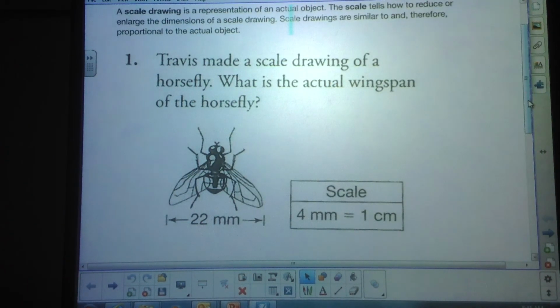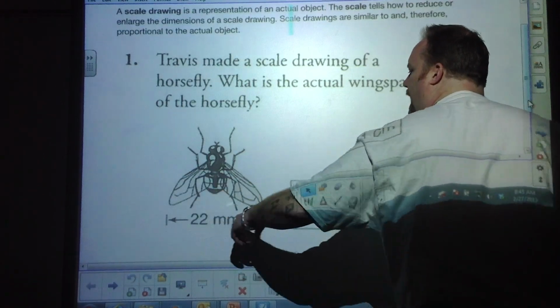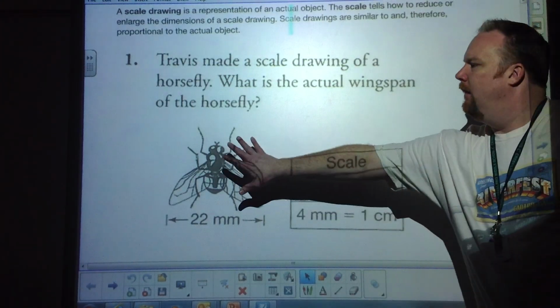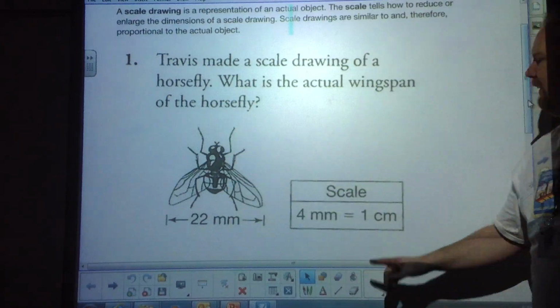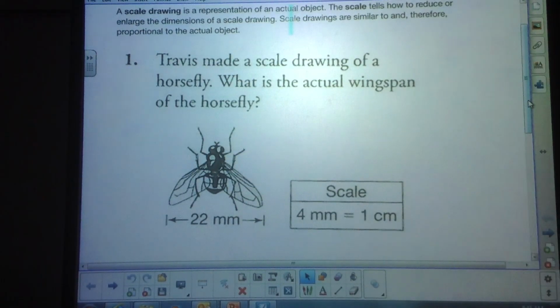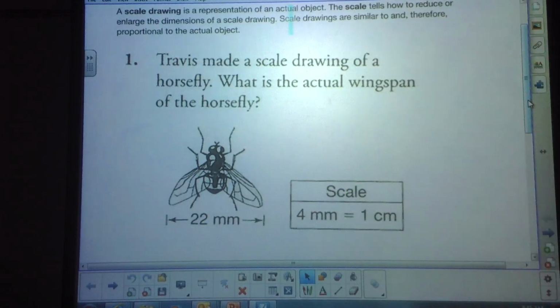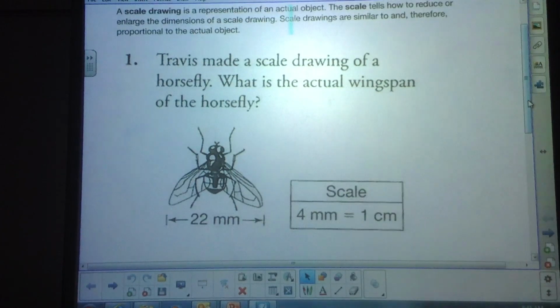What it's saying here is Travis made a scale drawing of a horsefly. So what is the actual wingspan? We're saying, well, this is kind of like our map here, and this measures 22 millimeters across. And what we're saying is that 4 millimeters on the scale, or on the map, or on the drawing, is in reality 1 centimeter. So what we have to do is read this scale and figure out how big this fly actually is. Now, of course, this isn't drawn to scale because I've blown it up here and all that.